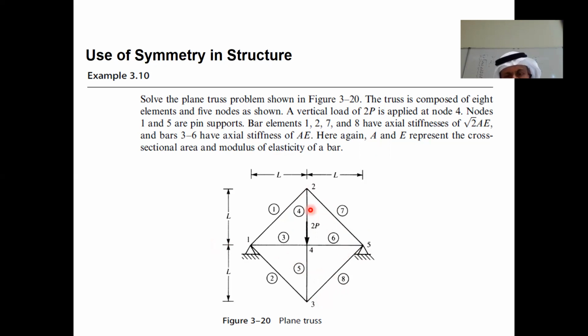You'll solve this triangle. You'll slice it because there is no symmetry here like this. So it's like this.